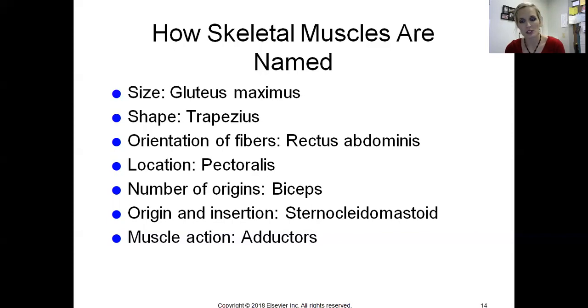The number of origins, so the biceps, there's two origins when the biceps are moving. So biceps, see that prefix bi there. The origin and the insertion, so the sternocleidomastoid, it's based on how it's attached to the sternum and the mastoid. So it's just all kinds of different reasons for naming. And then muscle action, adductors, named according to the muscle action. They are more often seen performing the action of adduction.